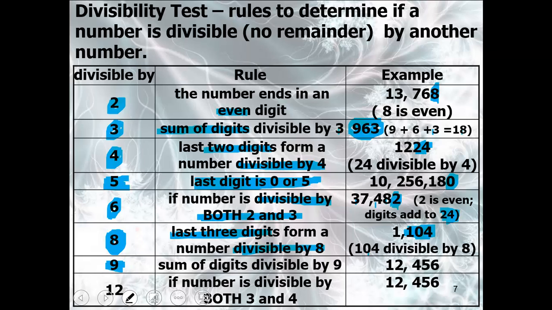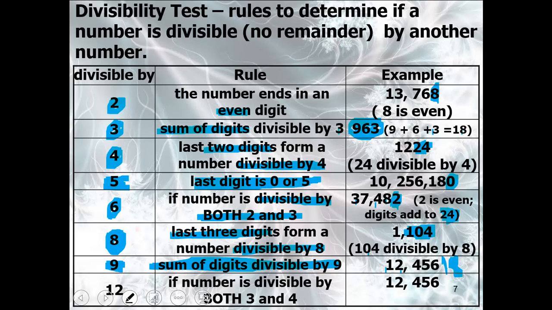9, if the sum of the digits are divisible by 9. So it's similar to 3. The sum of the digits had to be divisible by 3. Here, the sum of the digits have to be divisible by 9. So add up the digits. 1 plus 2 is 3, plus 4 is 7, plus 5 is 12, plus 6 is 18. 18 is divisible by 9. So 12,456 is divisible by 9.